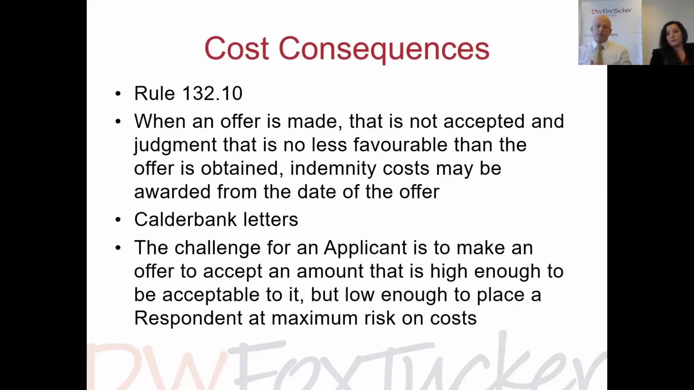We get then to the cost consequences, and that's Rule 132. What that does is codify what we've known: essentially, if you do better at trial than the offer that you previously made, there'll be a cost consequence to that. And the challenge, obviously, if you're an applicant, is to make an offer to accept an amount that's high enough that you're going to be able to live with, that's going to be acceptable to you, but low enough to be able to place the respondent at a maximum cost risk.